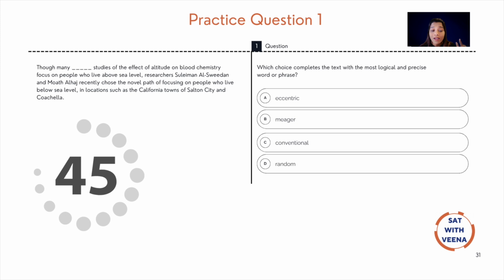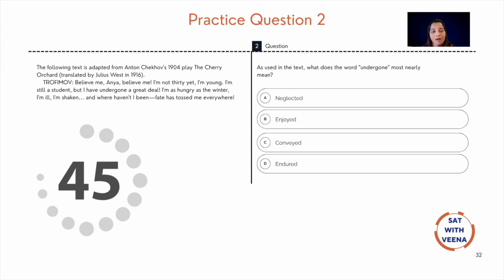So the contrast word though sets up a difference between the studies and the researcher's new approach. That was our clue. All right, everyone, this is practice question 2. Just like before, apply the full MPCSE method. Please pause for 45 seconds and solve it on your own.